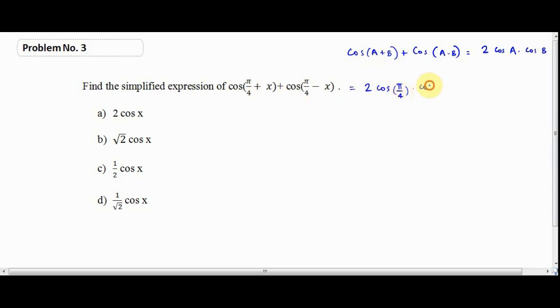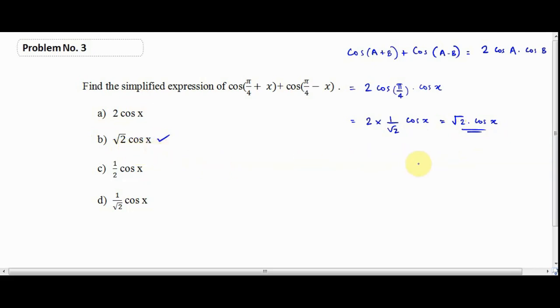We know that cos pi by 4 is 1 by root 2. So 2 into 1 by root 2 into cos x may be simplified as root 2 into cos x. So the right answer is root 2 cos x, which is given by option B. Option B is the right answer.